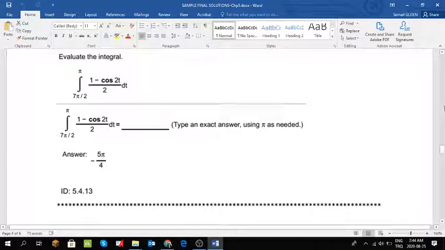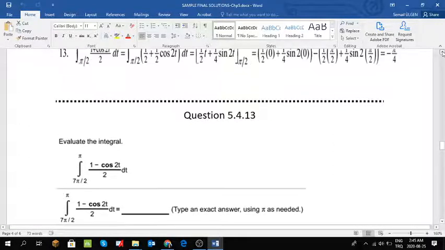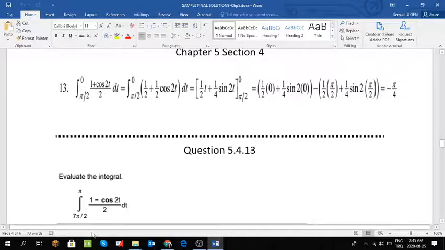This question is chapter 5 section 4 number 13. Evaluate this integral, and I'm going to solve a similar question, but the integrand is going to be just a little bit different, and the limits are going to be different. Instead of 1 minus cosine 2t over 2, we have 1 plus cosine 2t over 2, and the limits are different, pi over 2 to 0, but the idea is the same.